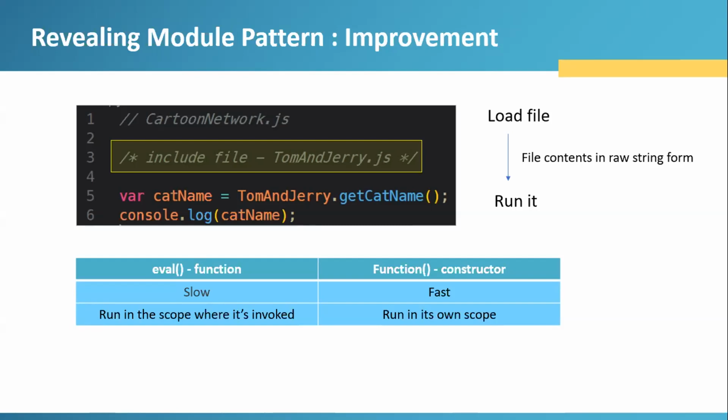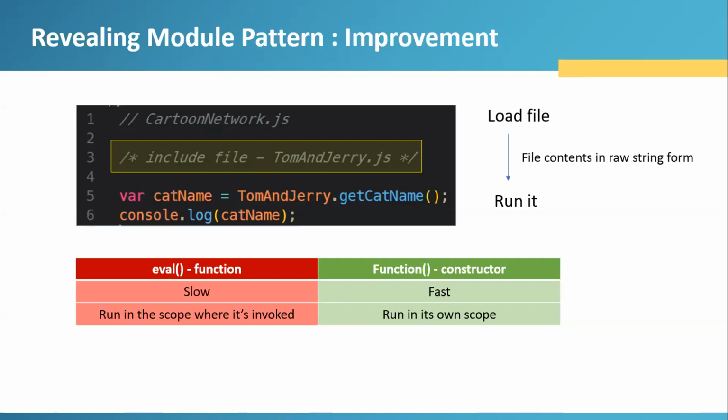Now the differences between these two are stated in the slide, which is that eval is a slow function, whereas function constructors are fast, and eval runs in the parent scope, whereas the function constructor runs in its own scope. So it is a clear choice that we'll be using the function constructor, right? Using the function constructor, we can solve the second stage of the pipeline, which is running JS code that is in string format. Now, with all these observations, we are ready for the improvement of the revealing module pattern.